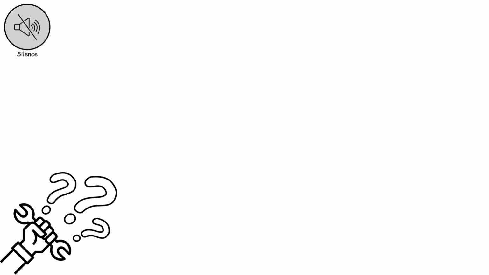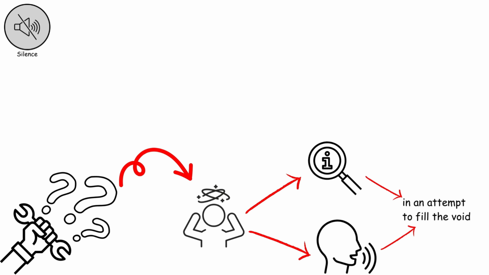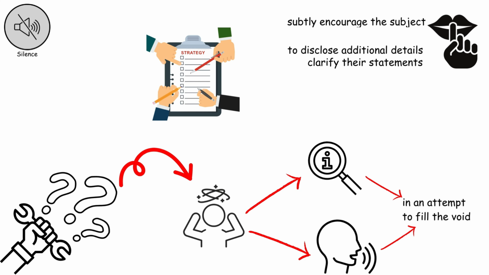Silence. Silence can be a powerful tool in interrogation, as it creates a sense of discomfort or pressure that may prompt the subject to continue talking or reveal more information in an attempt to fill the void. By remaining silent after asking a question, interrogators can subtly encourage the subject to disclose additional details or clarify their statements. However, it's essential to use silence strategically and not rely on it as the sole interrogation technique.